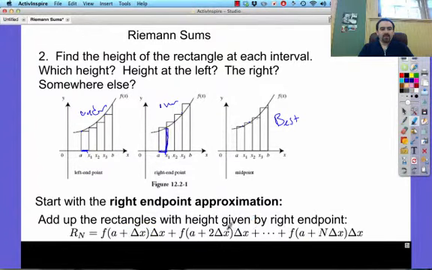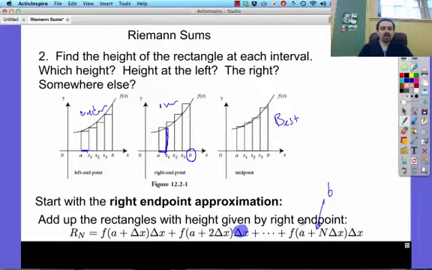The second rectangle will be the same length, always length delta x, because every interval is the same length, times the height f of the right endpoint of the second interval. This is the right endpoint of the second interval. Plus, and we keep on going until we all the way get to the end, no matter how many subintervals we have. And the last time, we're going to plug in the last endpoint, which is actually b, right? This is actually the same as b.